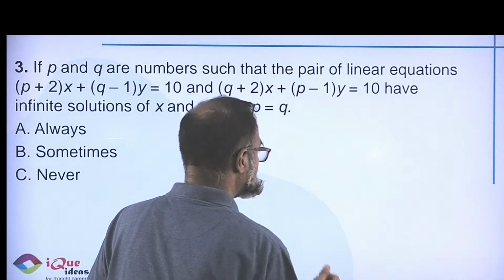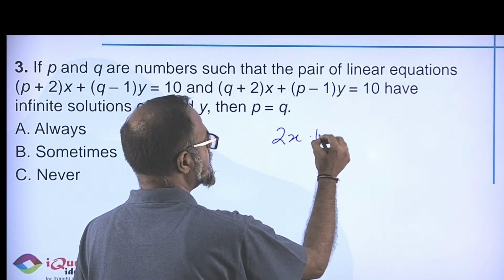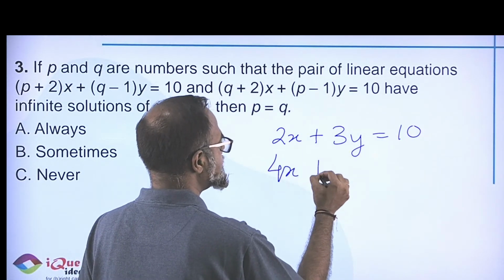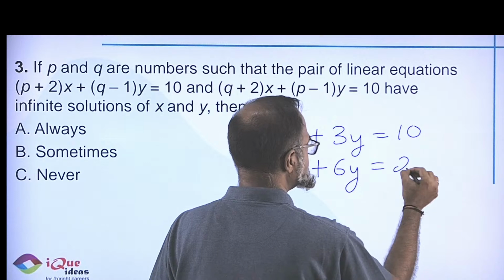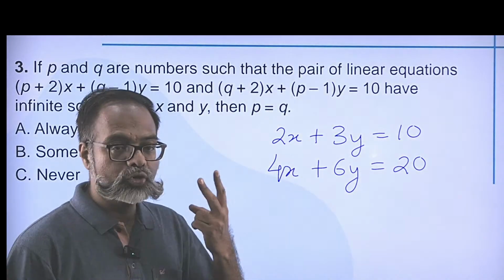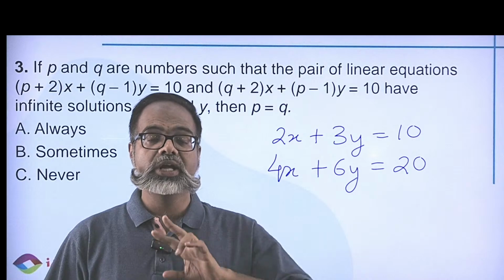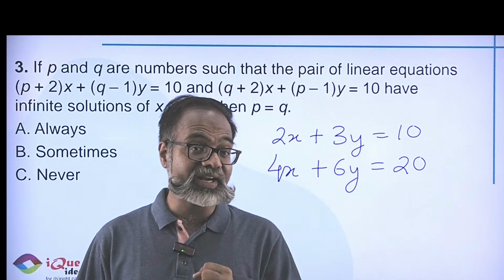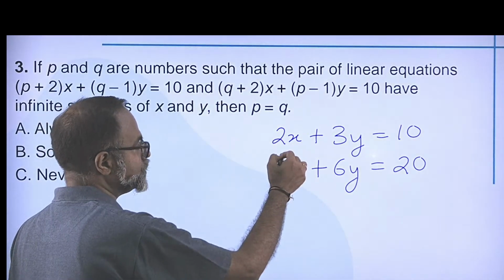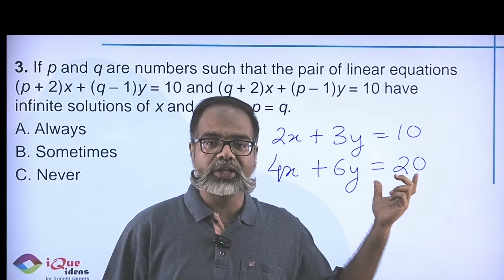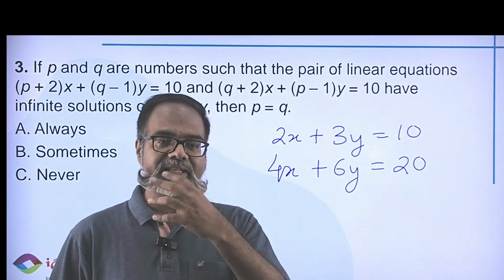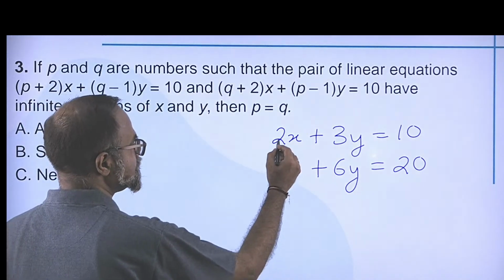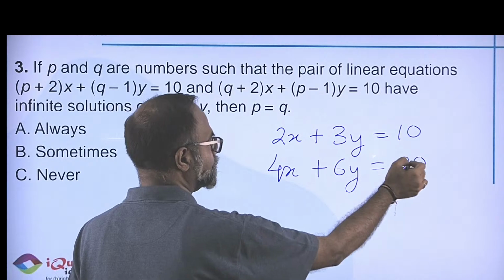Let me give you an example. If I say 2x plus 3y is equal to 10 and 4x plus 6y is equal to 20, I have two variables x and y, two equations. Can I get a solution to this? And the answer technically is no. And what was the funda that you were taught? That the ratios of the coefficients and the constant, if it works out to be the same, then technically they are the same equation and there are infinite possibilities to it, right? So in this case, 2 upon 4 is half, 3 upon 6 is half, 10 upon 20 is half.